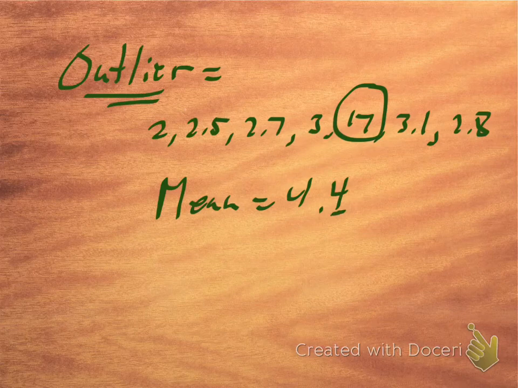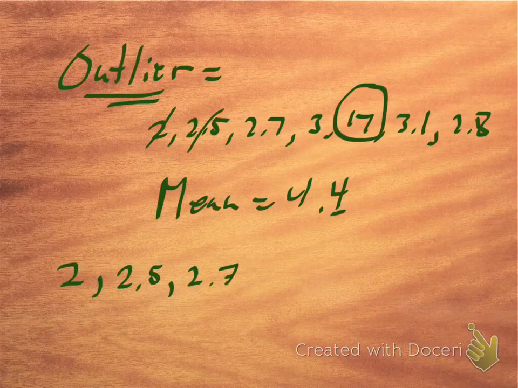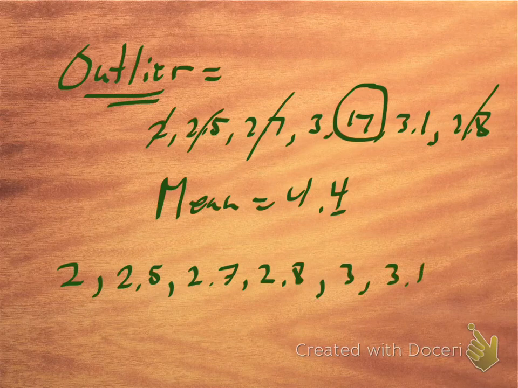All right, now if I put them in order, let me show you how this works. So I'm going to put a 2 first. Let's see, what's the next smallest number? It looks like 2.5. Followed by 2.7. Notice that I'm crossing these out as I go. Then 2.8 is next. Okay, so cross that out. Followed by 3, 3.1, and 17. We'll cross out 3, 3.1, and 17.